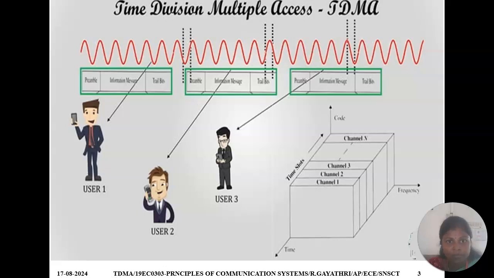And coming to time division multi-access, TDMA, the three users are allotted the same frequency, but the time will be different: T1, T2, T3. User 1 communicates in T1, user 2 communicates in T2, and user 3 in T3, and each will have frame structures that will be discussed later on slides.